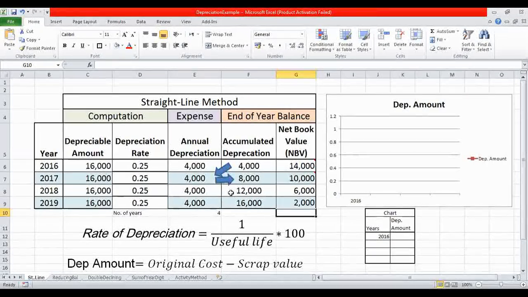So this is the straight line method. Why do we call it the straight line method? Because when we plot a graph of the straight line method, let's try to plot a graph over here. So 2017, 2018, 2019.